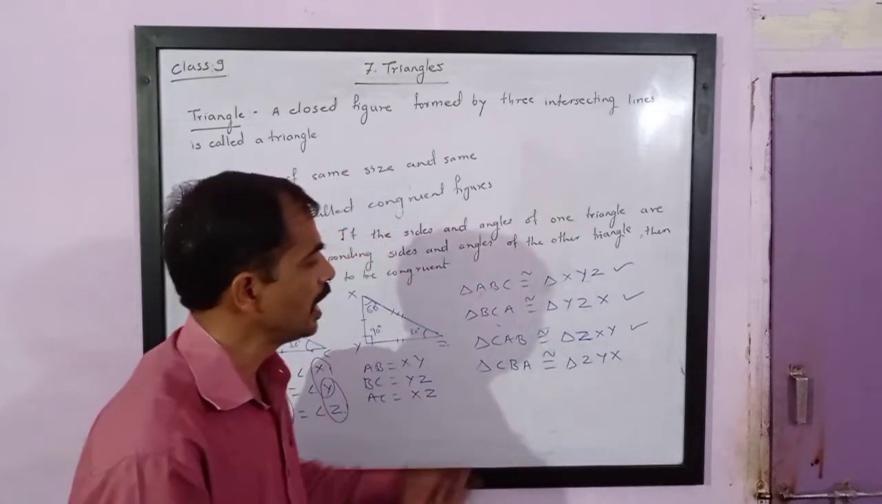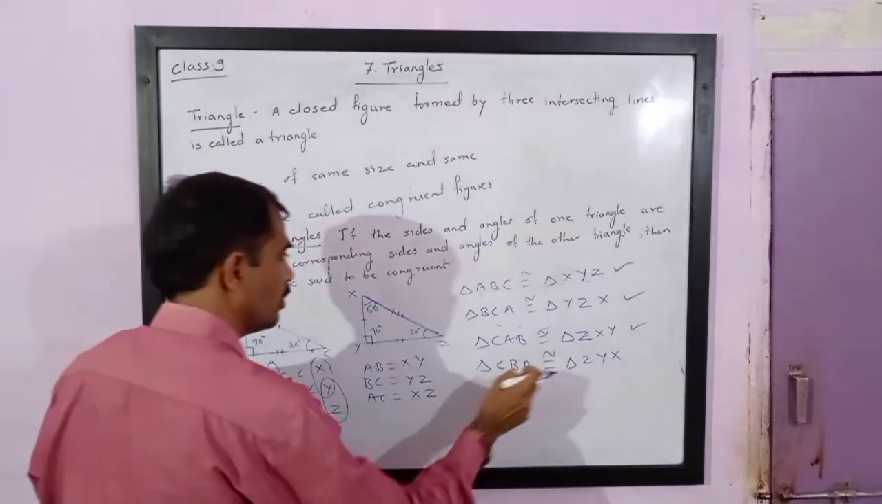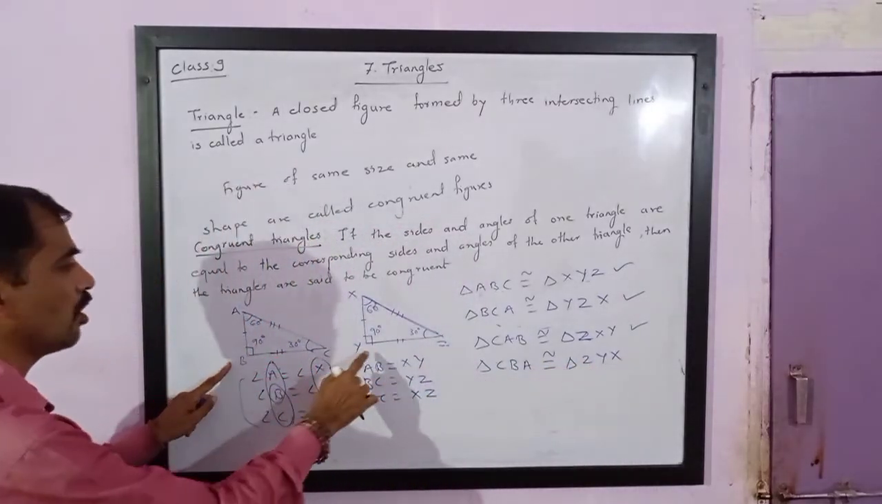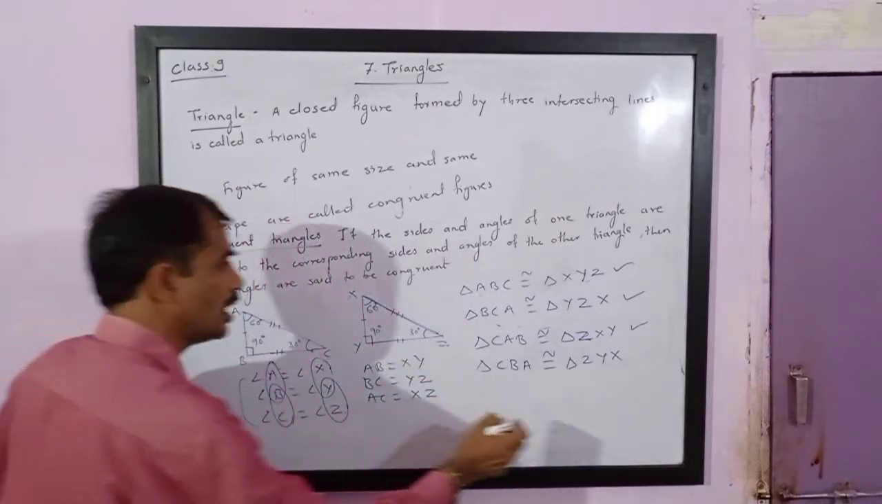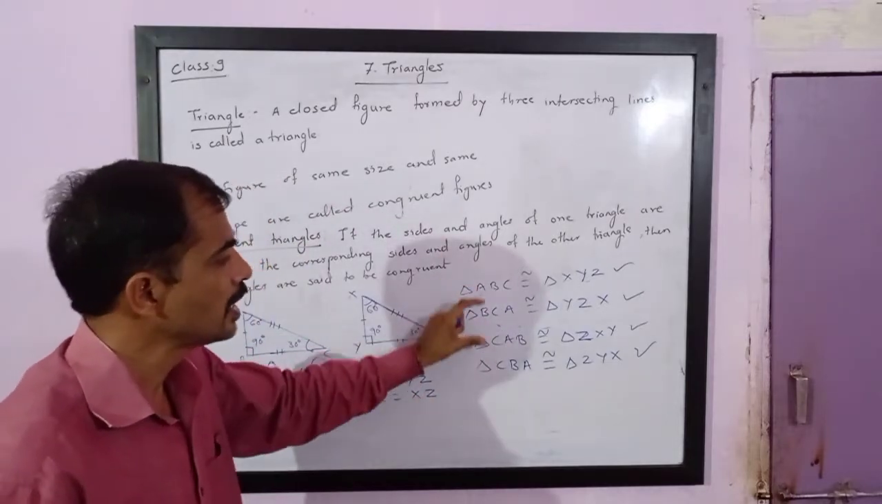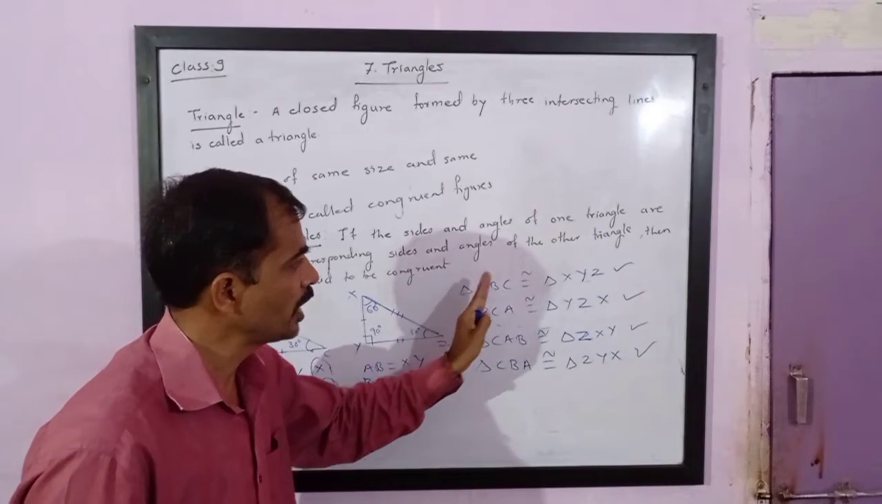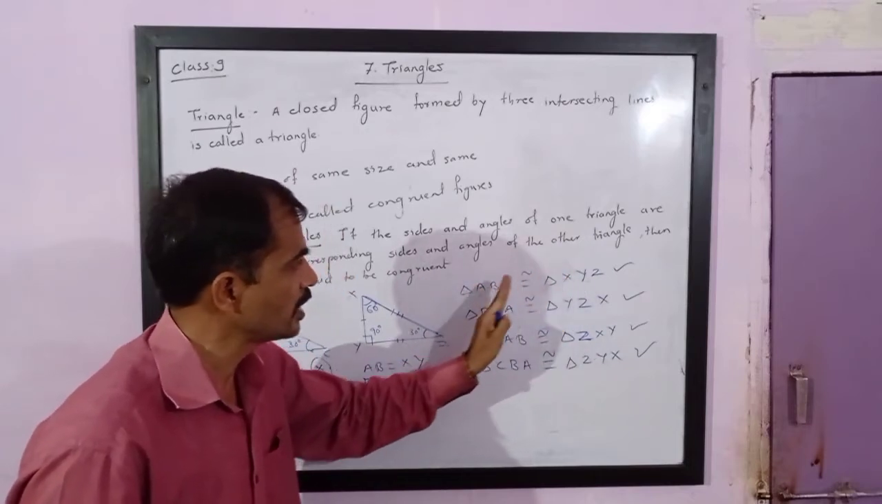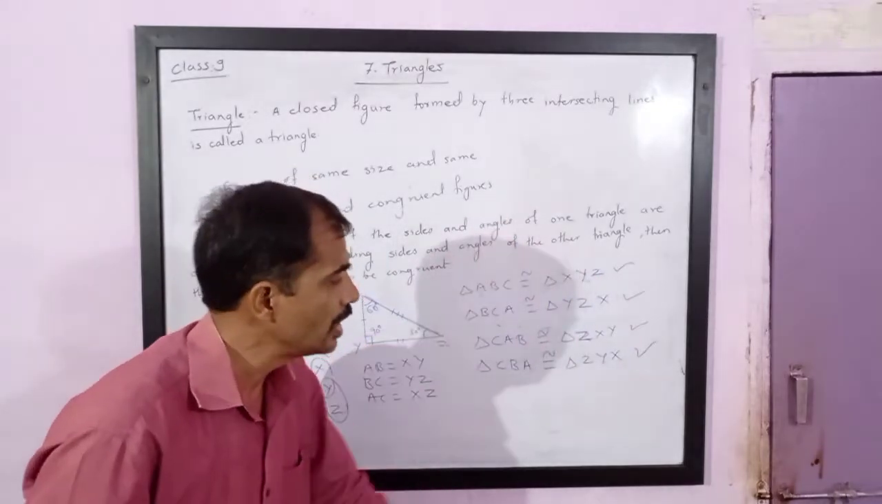So, please note, here C is congruent to Z, B is congruent to Y, and A is congruent to X, which means this condition is also again correct. Please note, the sequence of the vertices is changing, but you will notice that the first vertex is congruent to the first vertex, the second vertex is congruent to the second vertex, and the third vertex is congruent to the third vertex in all these cases.